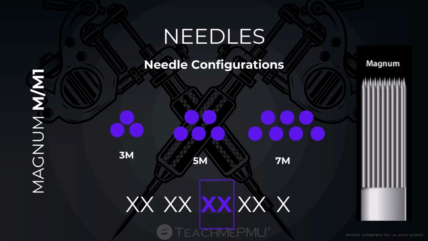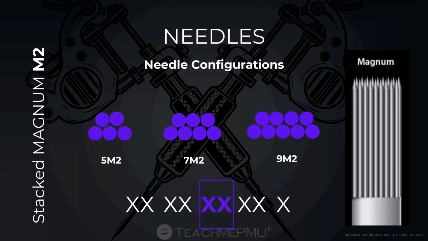Magnum shaders are labeled as M or M1. These needles are configured in a flat formation side by side and then weaved, so there are 2 offset rows. Wider area of impact. Can be more traumatic but efficient for filling. Solid color fills and smooth shading over large areas. Color packing, shading, and blending on large designs. Long stroke is recommended for efficient ink delivery and coverage.